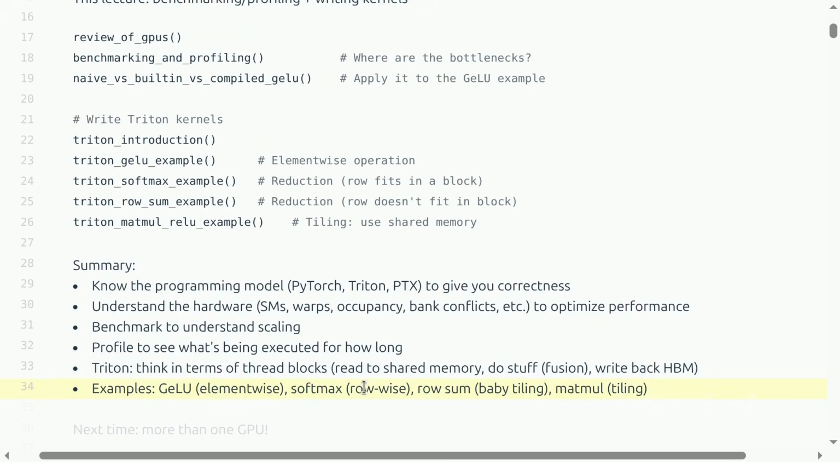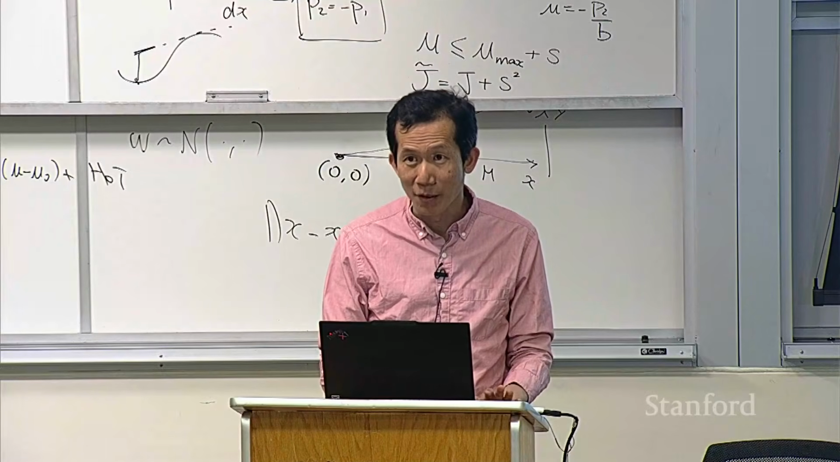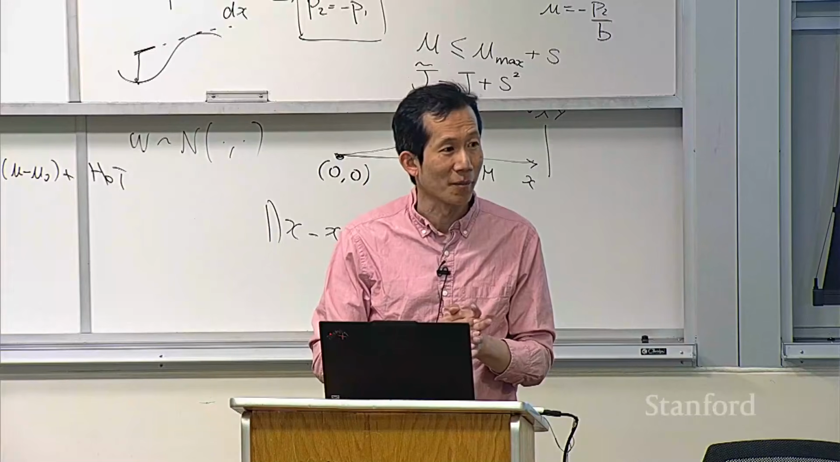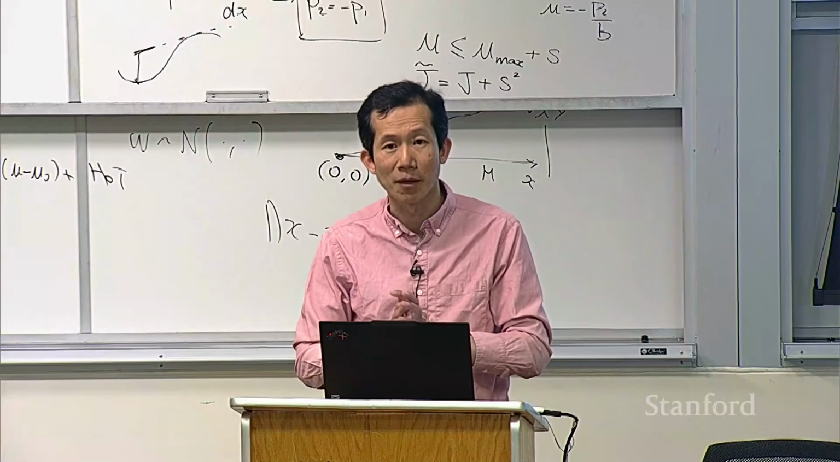And then we saw some examples of increasing difficulty. Element-wise is the easiest. Then reduction over a row, and reduction where it doesn't fit into a row, where we introduced the baby tiling. And then matmul is the canonical example where you actually do tiling. Okay, so that's all I'm going to say about how to program a single GPU. Next time, we're going to go to multi-GPU programming.